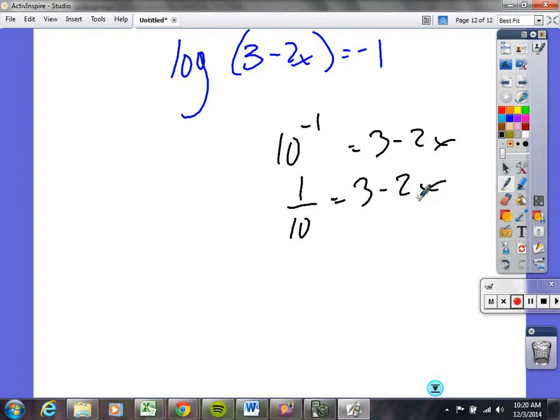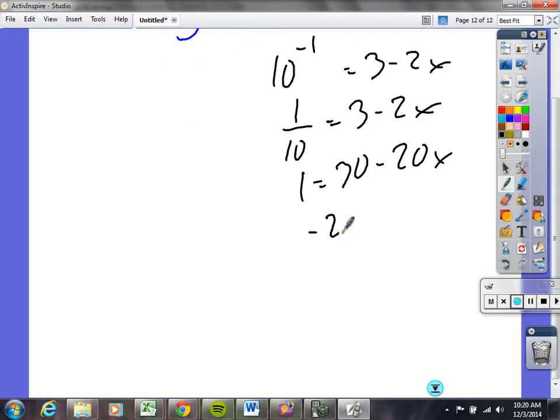You could multiply everything by what, so you don't have to play with the fraction? So that'd be 1 equals 30 minus 20x. It's a lot easier than playing with the fractions, right? Minus the 30. So -29 equals -20x.